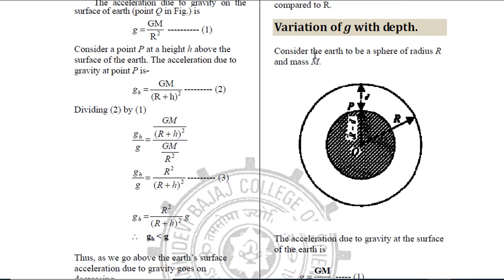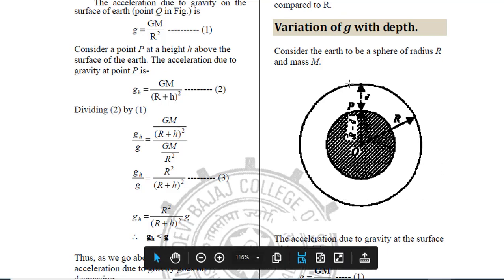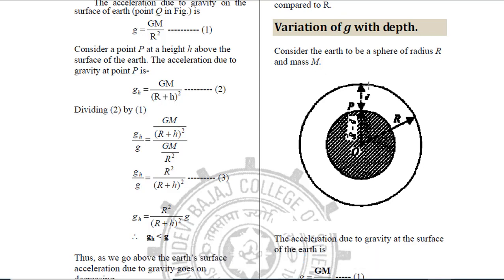So if we come to variation of g with depth, now inside the Earth, remember the mass varies with volume according to the sphere inside. Assume this is the Earth and you start here. It means as you go inside the Earth, remember this is a sphere, our assumption is the Earth is a sphere, so 4/3 pi r cubed.